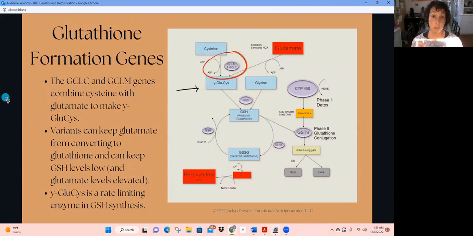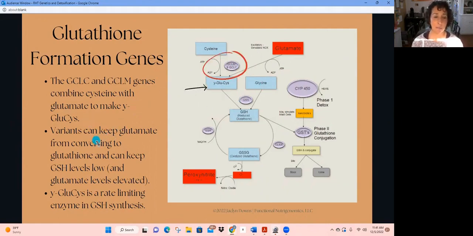So what helps that to form is cysteine is combined with glutamate to make this gamma-glu-cis with the help of the GCLM and GCLC genes. So these 2 genes right here are what take cysteine and combine it with glutamate to make gamma-glu-cis. Oh, sorry, glutamate, not glycine.